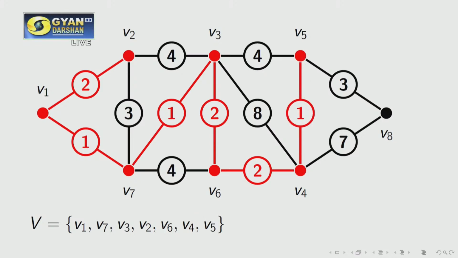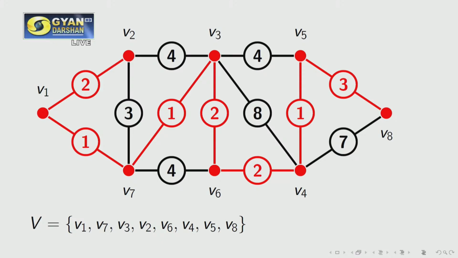And then we cannot select the edge V3, V5 because both its endpoints are already there. And now we are left with two edges, V5, V8 and V4, V8. Among them, the one with the smallest weight is V5, V8. So we select this one.